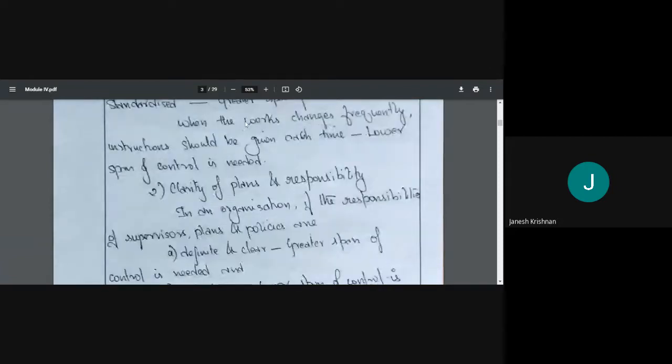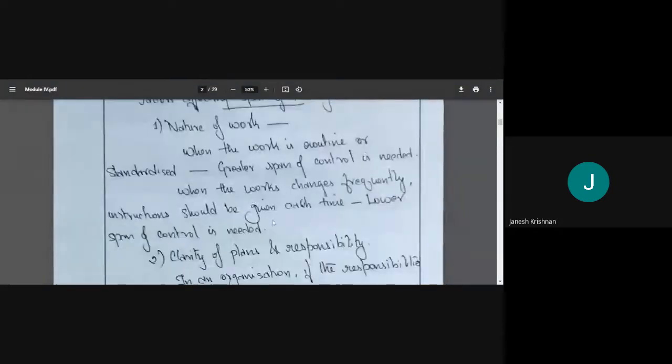And when the work changes frequently, instruction should be given each time. Lower span of control is needed. Okay.